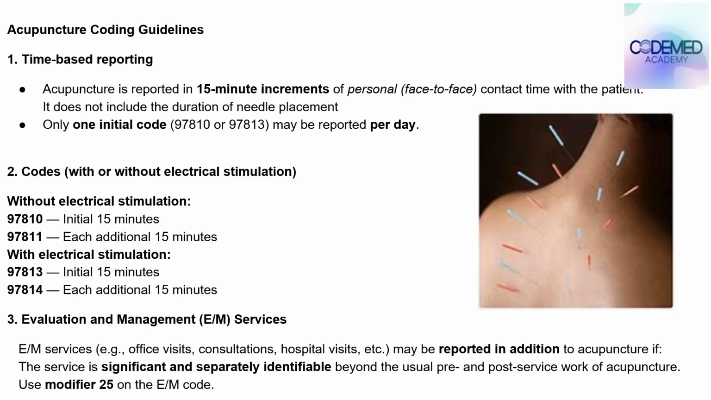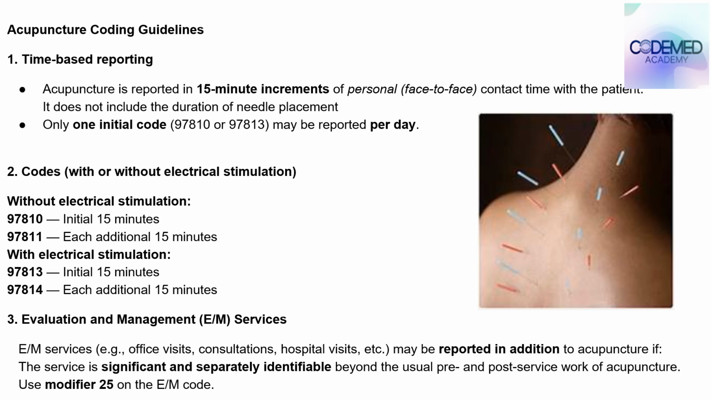Now next is acupuncture. Acupuncture coding is time-based reporting. Acupuncture is reported in 15-minute increments of personal contact time with a patient. It does not include the duration of the needle placement. Only one initial code may be reported per day.